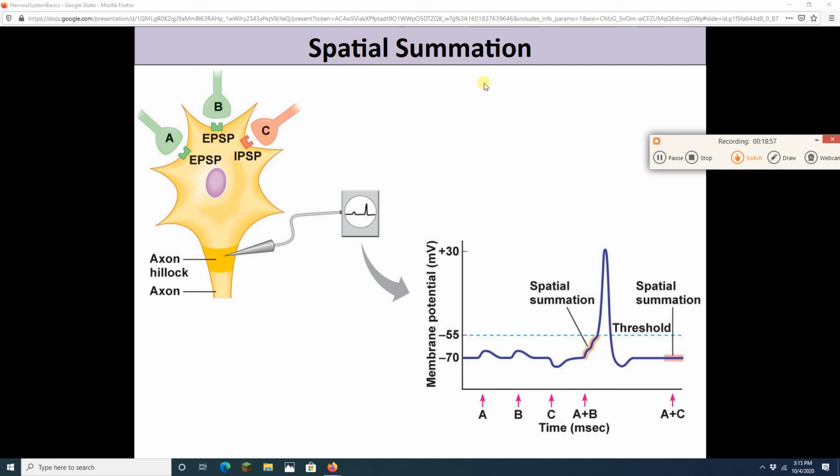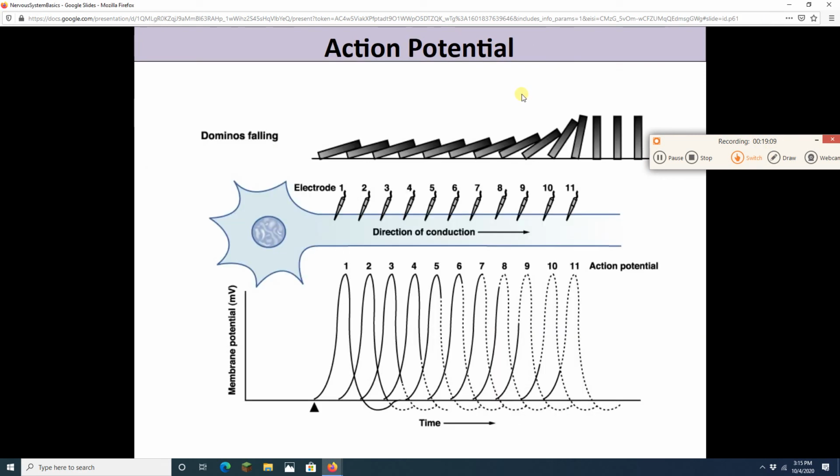Summation, again, because we're adding them. Spatial, because it's at two different spaces where two different synapses are. All right. This is pretty much it for graded potentials. We now have to figure out what happens in an action potential.